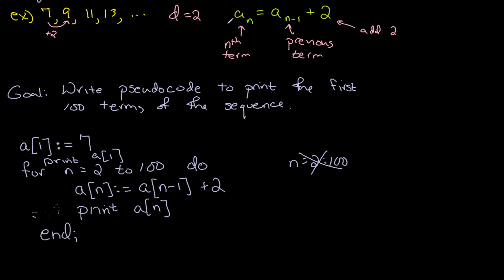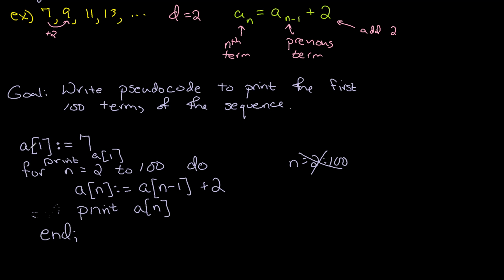So if I wanted to write a recursive formula, I could say a sub n equals a sub n minus 1 plus 2. In other words, the nth term equals the previous term plus 2. So if I wanted to write this in pseudocode, for example, maybe I want to print out the first 100 terms of the sequence, I can define the first item of the list to be 7.